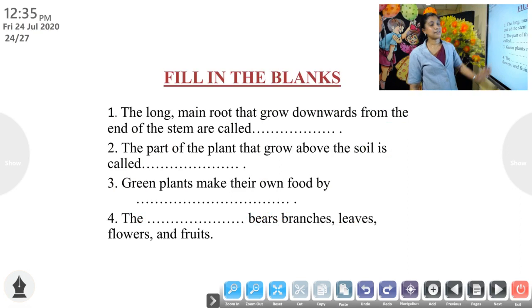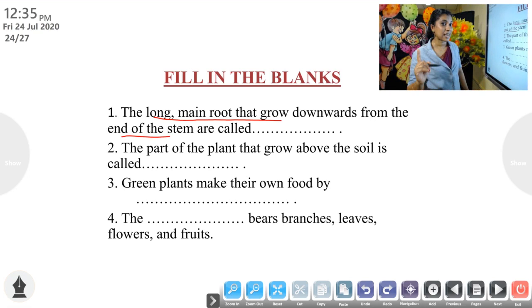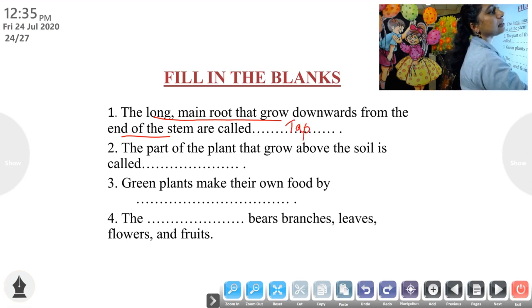Next is some exercise for you. Fill in the blanks. Are you ready to do that? Yes. Read the first question. The long main root that grows downwards from the end of the stem is called, what is the answer? Those who know the answer, just raise your hands. Fibrous root? No, that is tap root. What is the answer? Tap root.